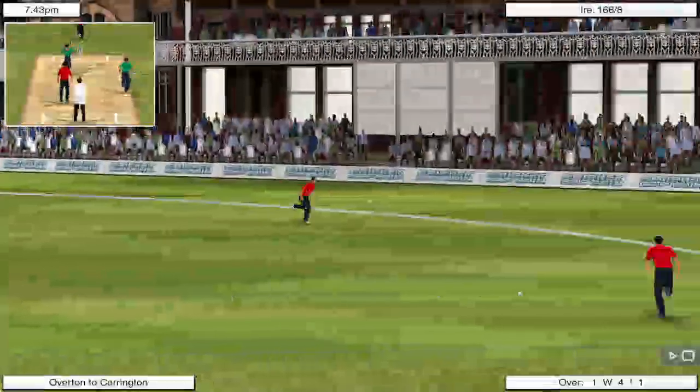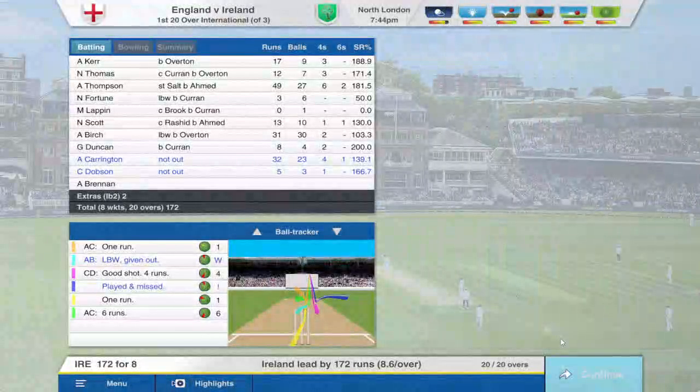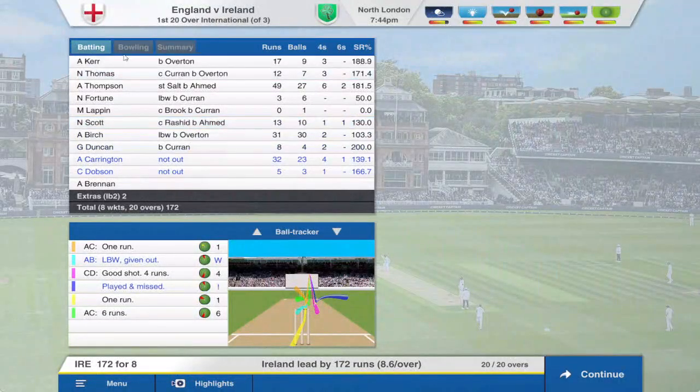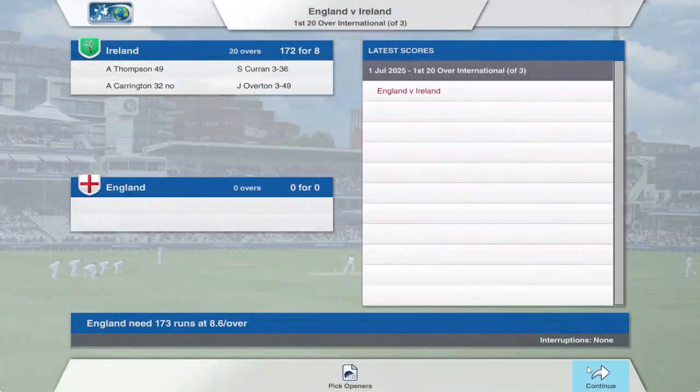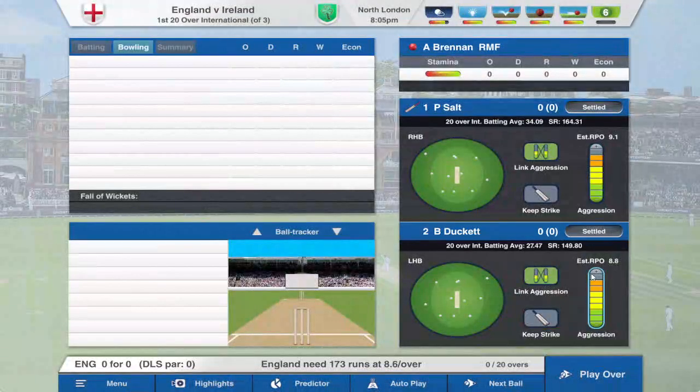And with that, they are able to get exactly 172 runs scored by Ireland. Good innings by Thompson. In terms of bowling, 3 wickets by Jamie Overton, 3 by Sam Curran. With that, England have come in to bat, Phil Salt and Ben Duckett.